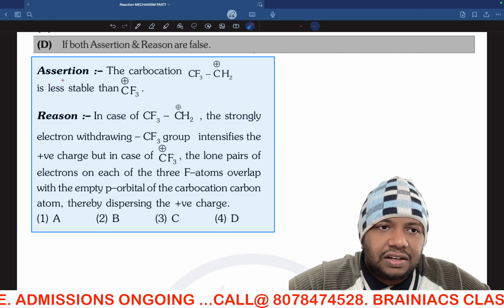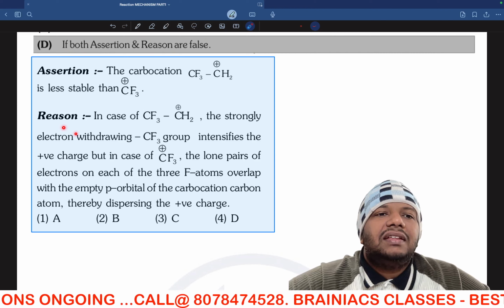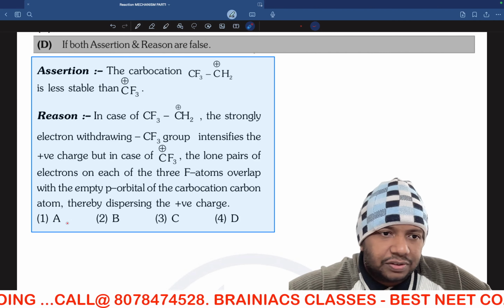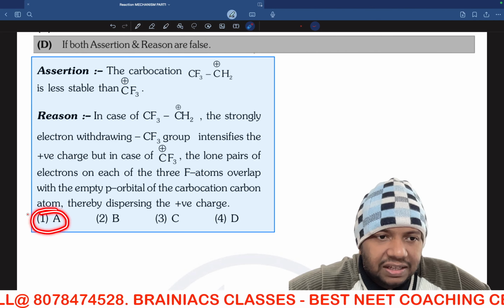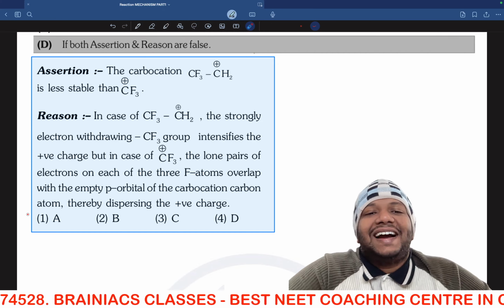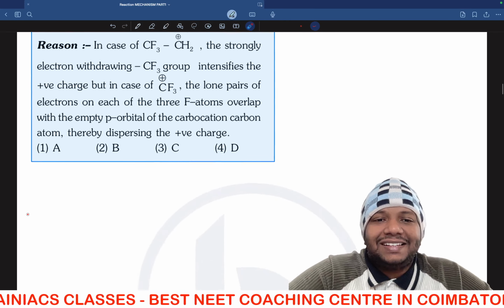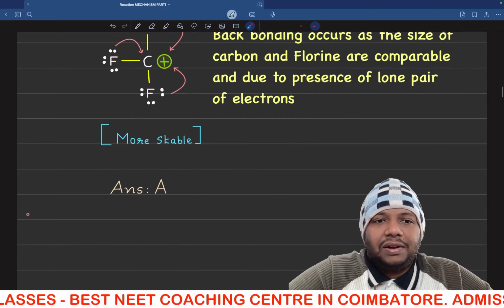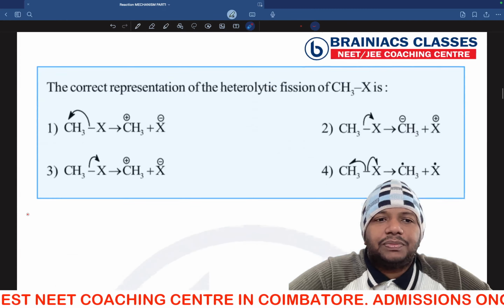So I can say assertion and reason are true statements, and the reason is a correct explanation for the assertion. So option A would be my correct answer. Clear? I hope it's clear for you, all of the students. Any doubt you can ask me. Okay, feel free to put it in the comment box.